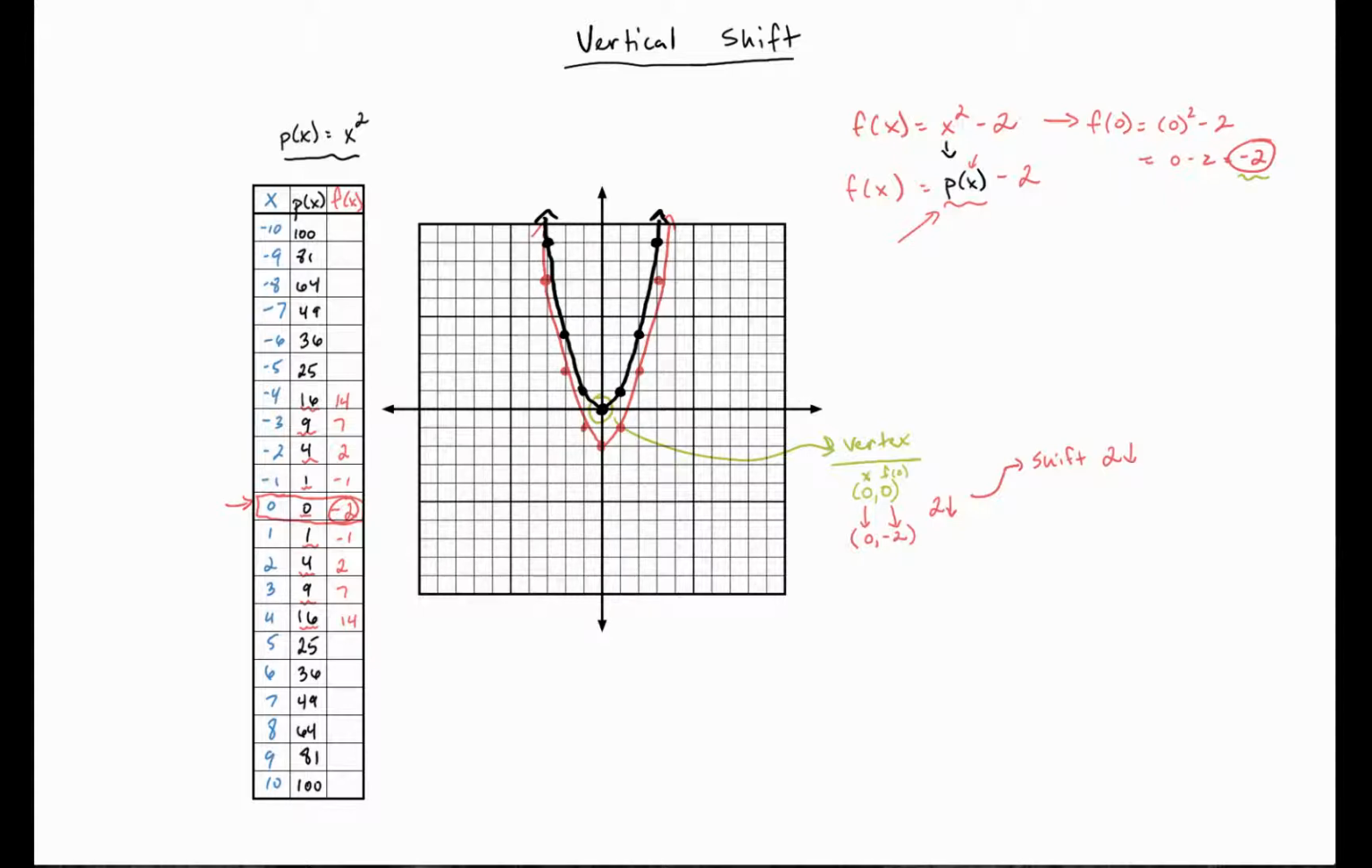So, as I mentioned before, since this is happening after the squared part, it is a vertical transformation, and the minus 2 is going to shift every single value down 2 units. That's how you identify a vertical shift.